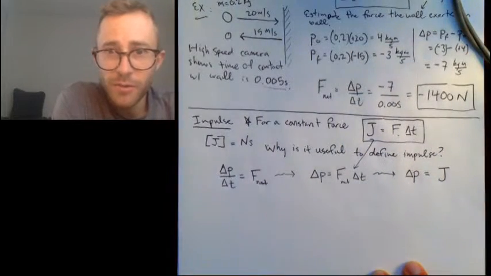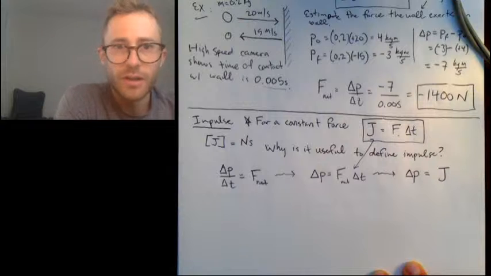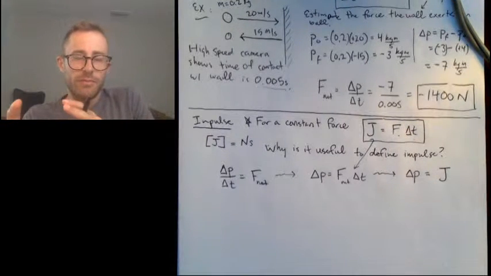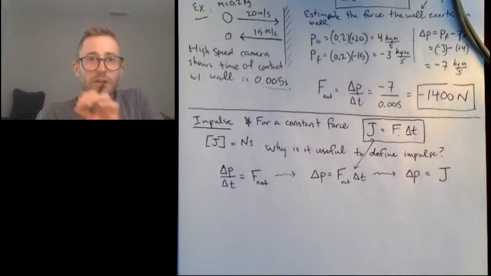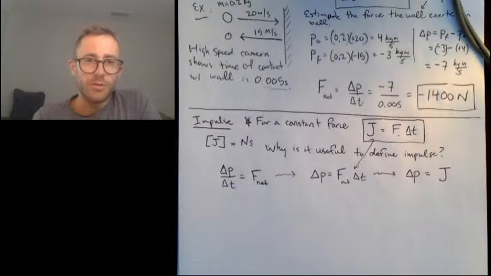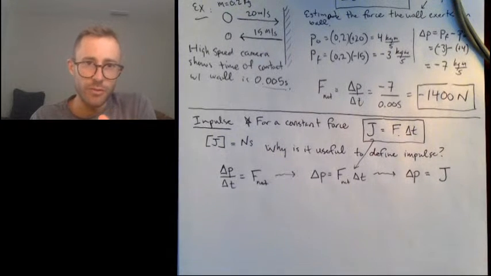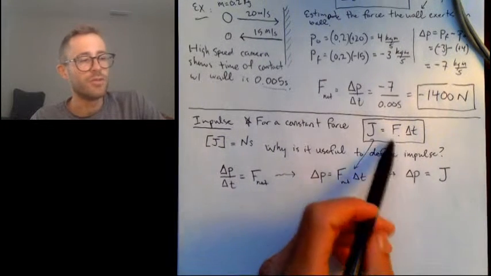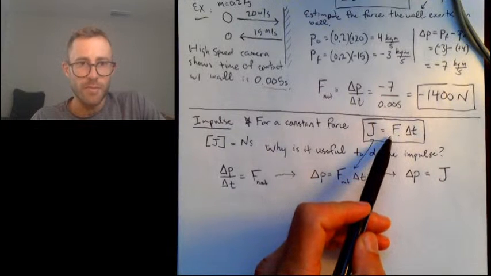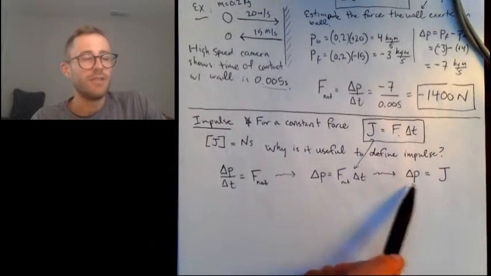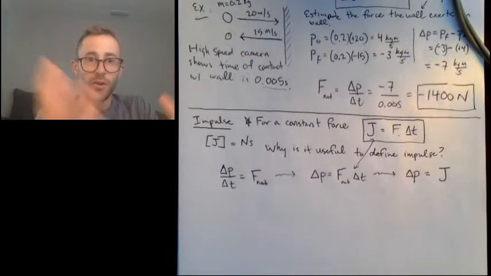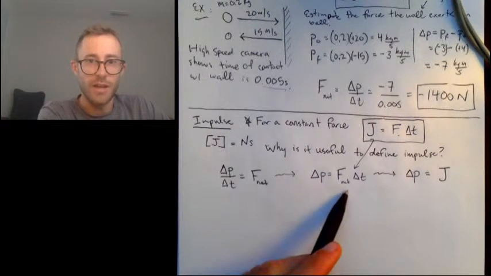But we have to be careful here because individual forces can have impulses. You can talk about the impulse of the rocket engine. You could talk about the impulse due to the gravitational force. You could talk about the impulse due to friction. Those are impulses due to single forces. But the change in momentum is the impulse due to all of those forces combined because we have the net force right here.